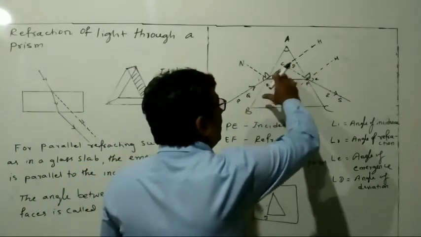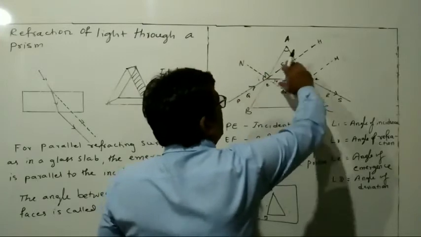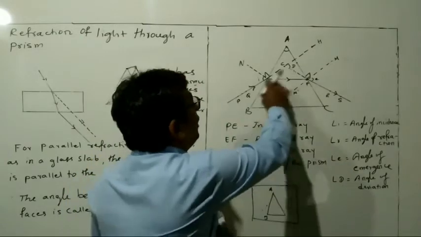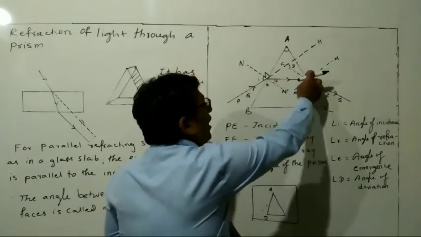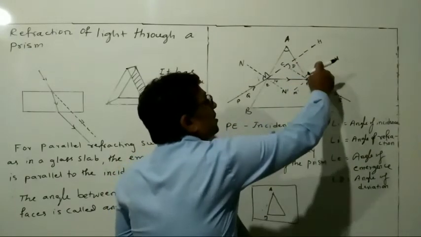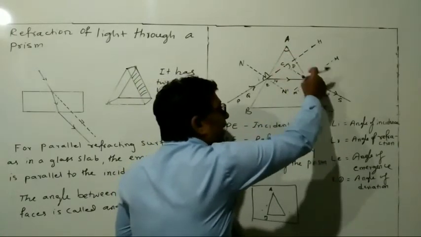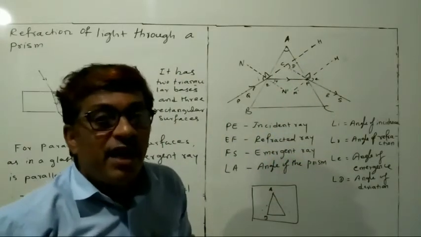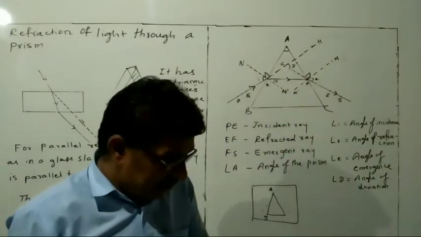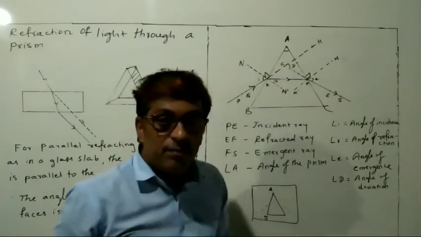Suppose you think there is no prism here. It is a rectangular surface. What happens? The ray goes straight like this. But here you have kept the prism, so instead of going straight, the light refracts here. See, this one is the angle of deviation. Instead of going like this, the ray is bending like this. That's why it is called the angle of deviation. Then mark the angle of deviation. This we have already done.